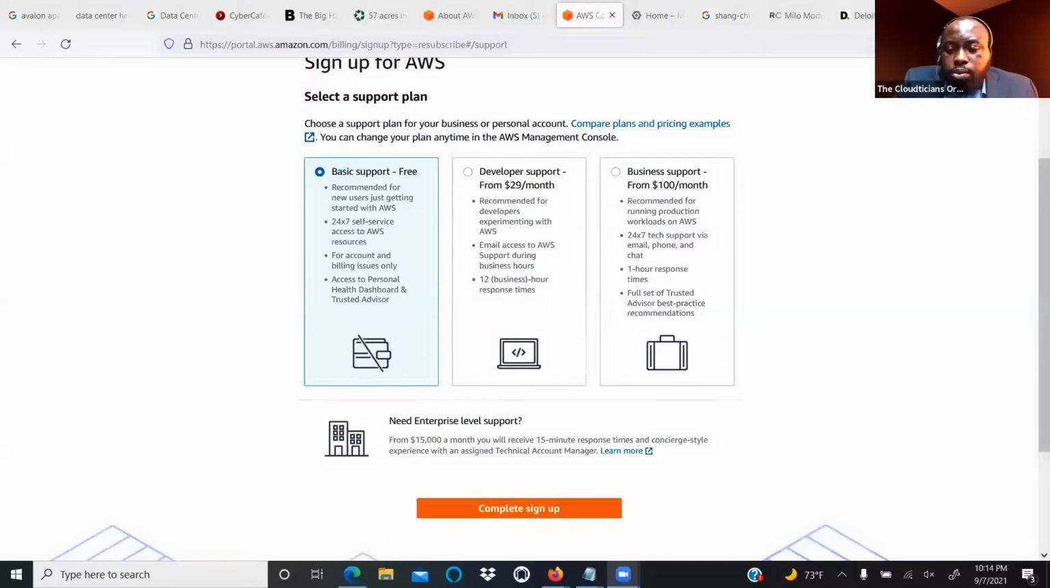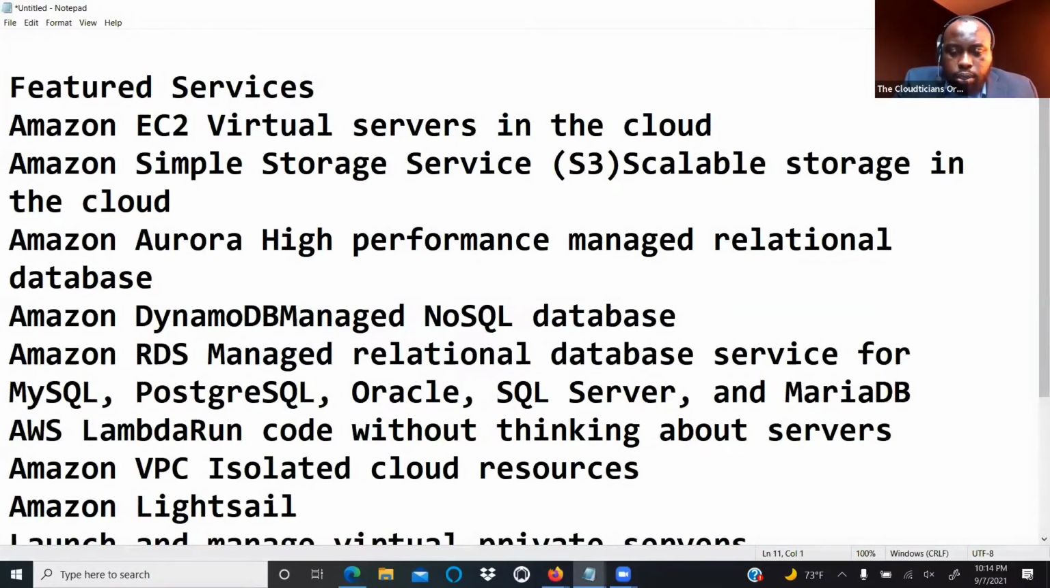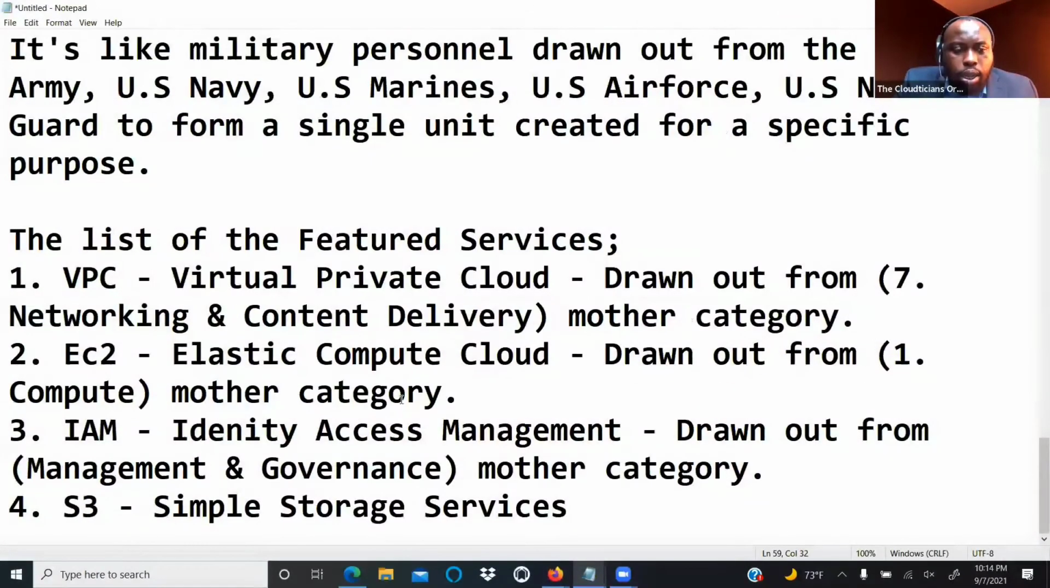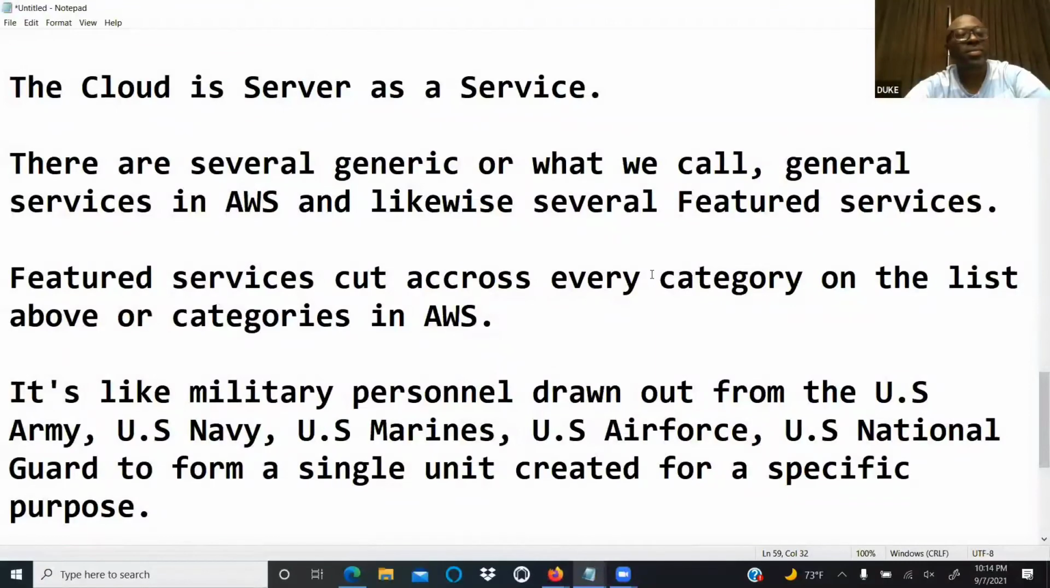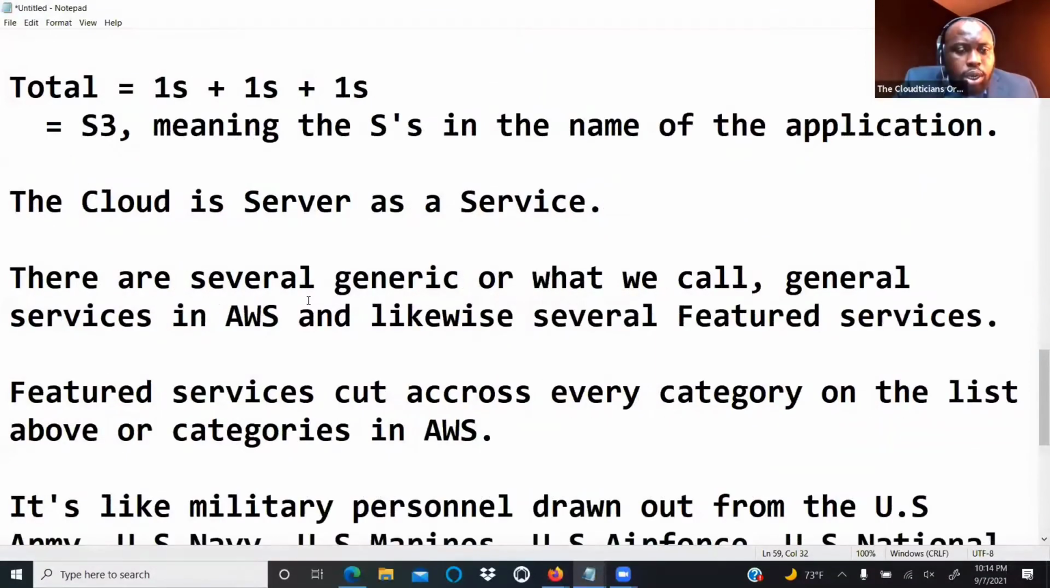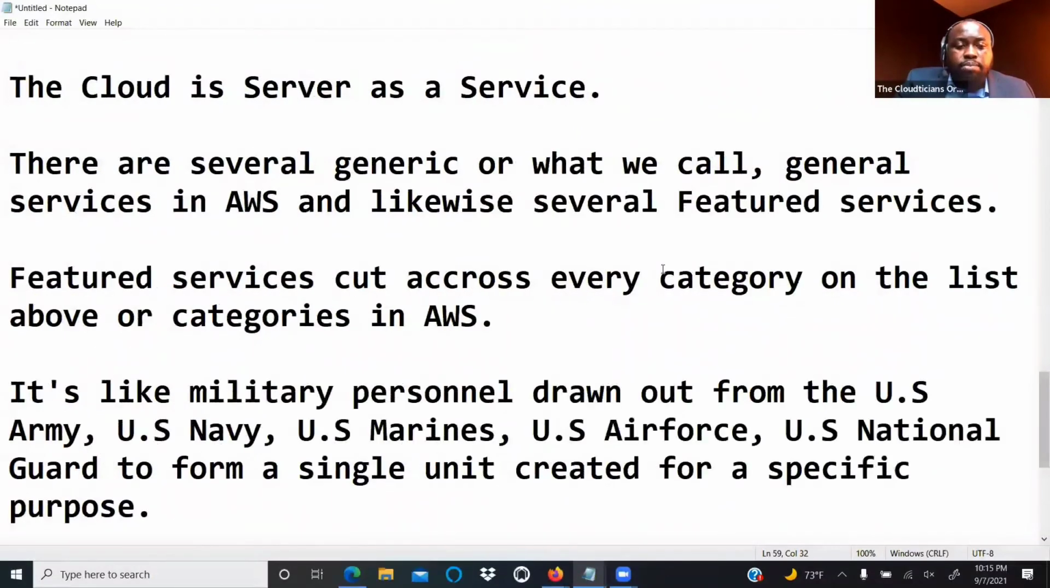Let me share my screen again. So what I wrote here when my brain was really hot, I was just dumping it down. Feature services. Good questions, sir. Let me answer your question. I said there are a lot of general services in AWS, by which I meant a lot of services under different categories, but AWS coined a list.